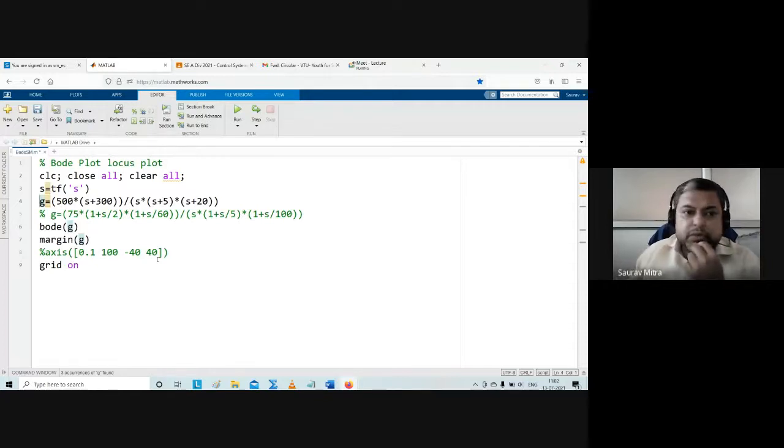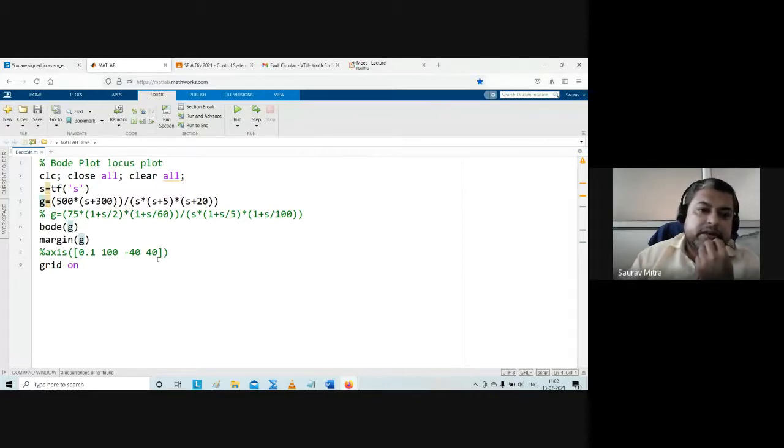So question number 2, G is equal to 500 into s plus 300 divided by s into s plus 5 and s plus 20. How to convert into time constant form? Take 300 outside, then take 5 outside and 20 outside. So you will be getting 15,000 divided by 100.